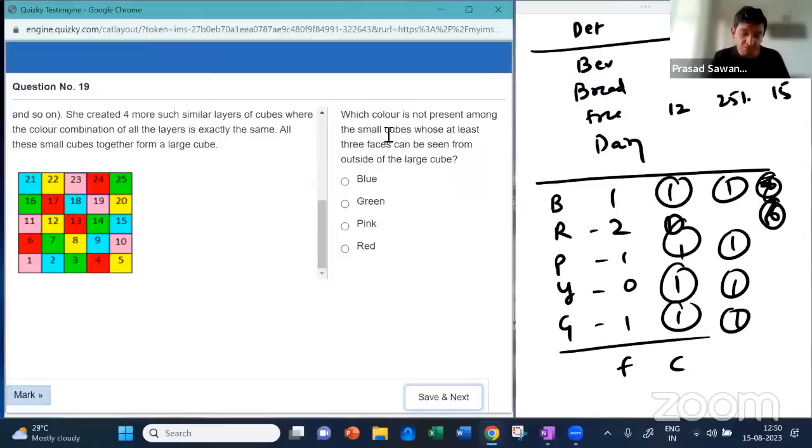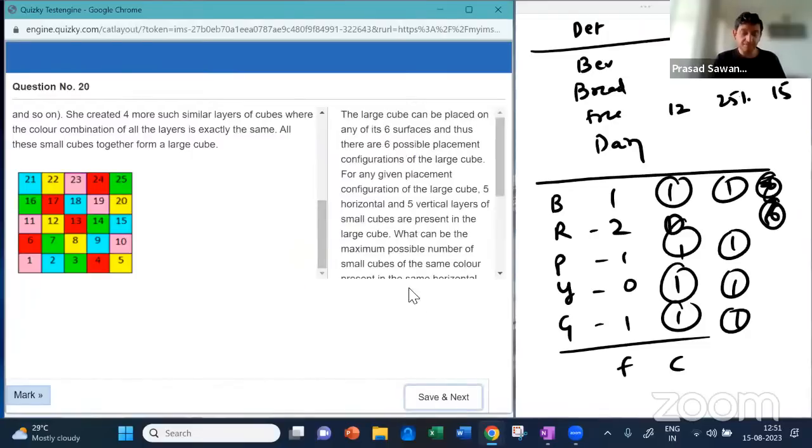Which color is not present among the small cubes whose at least 3 faces can be seen? The corner ones, right? So pink, blue, green, yellow. Red is not there. Not present, yeah.